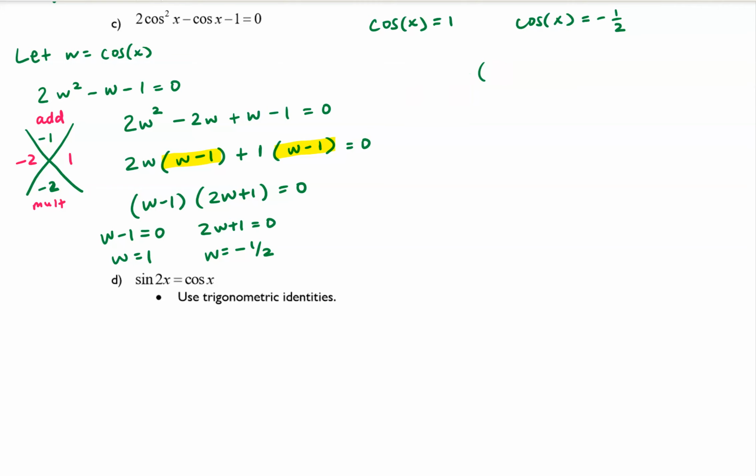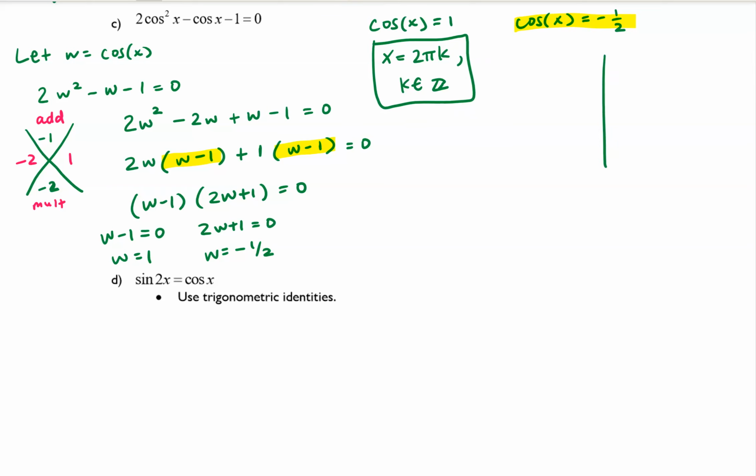So the way that I'm going to think about the solution to this equation is x is equal to integer multiples of 2 pi. So I'm going to write it as 2 pi k, where k is an integer. So this is part of our final answer. And then we still need to solve this second equation here. Cosine of x is equal to -1/2.